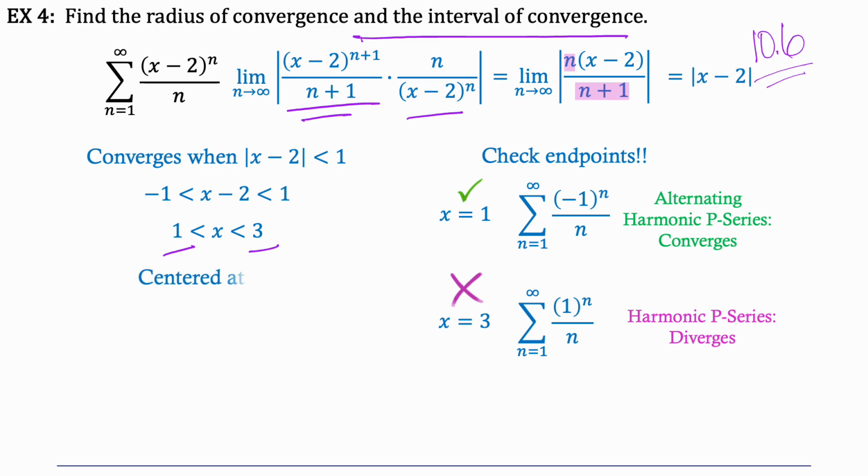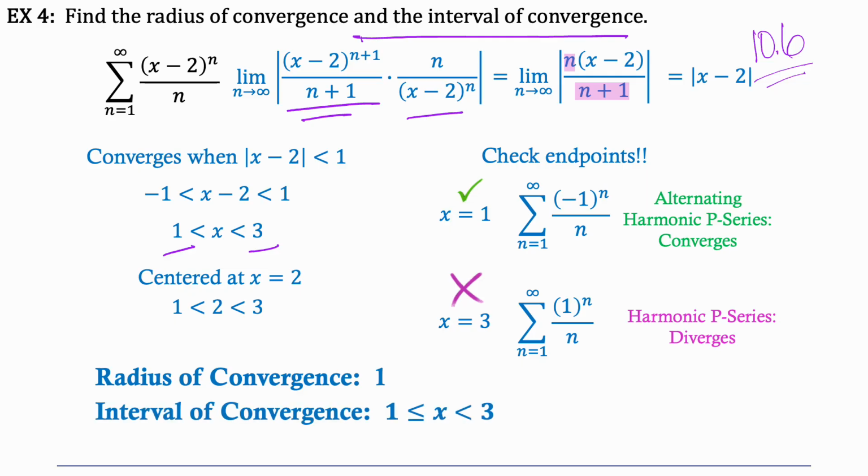Our power series here is centered at 2, so we have a radius of convergence of 1. Therefore, our final answer is this interval of convergence. Any x between 1 and 3, including 1, but not including 3. That's a lot, isn't it? Go ahead and go back and watch that one again if you need to.